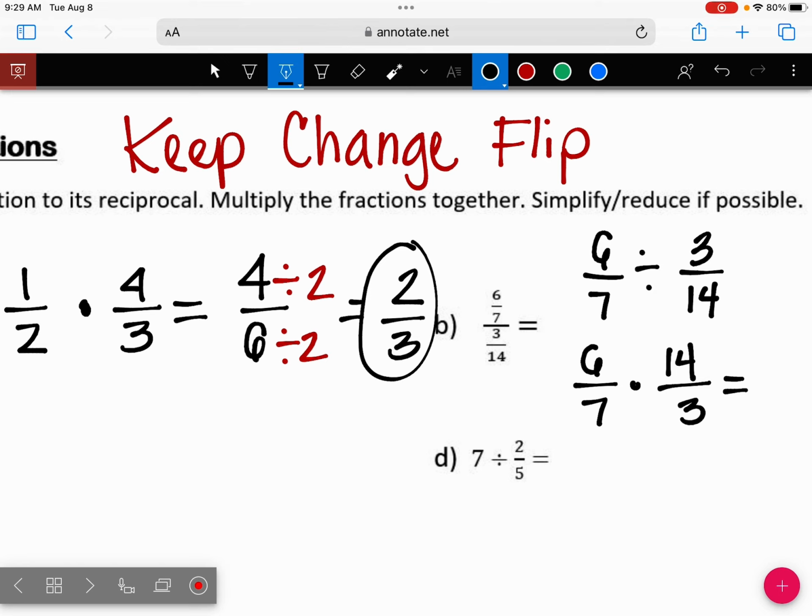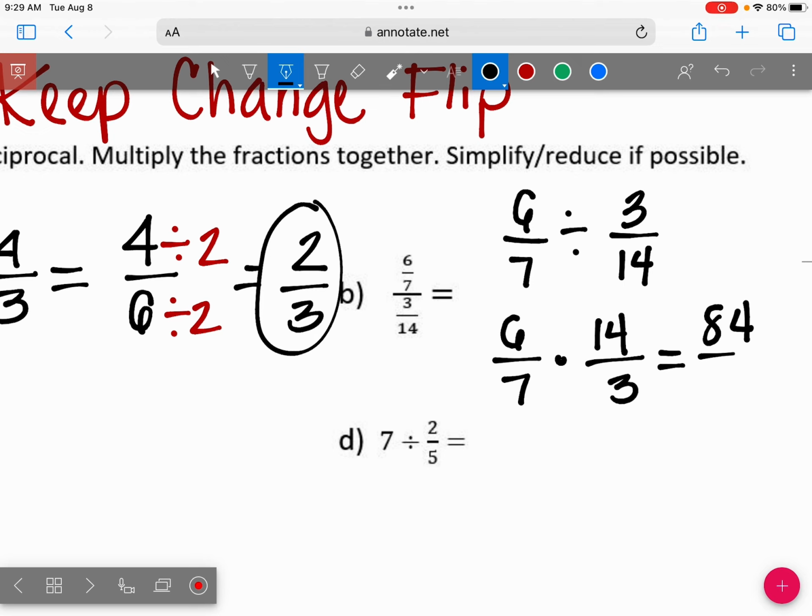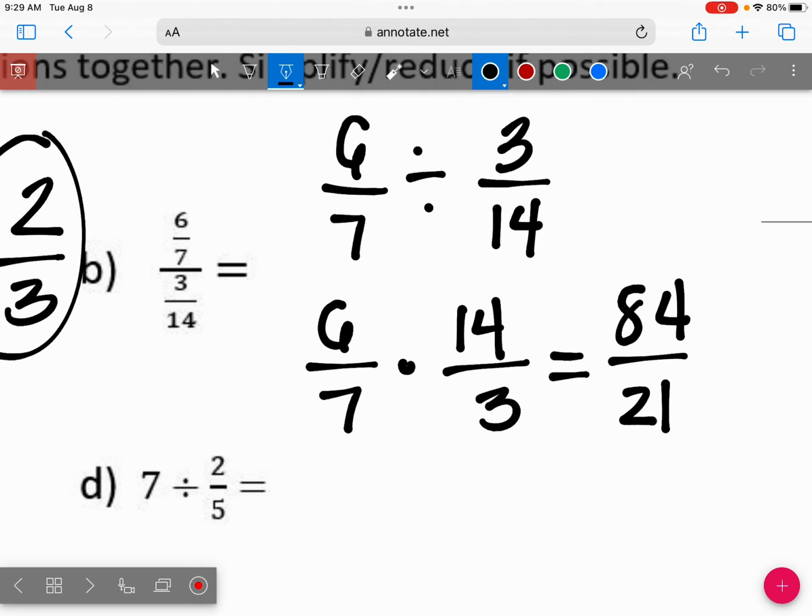Go ahead and multiply straight across. Six times 14 is, is that 72? No, that's not right. 84. So 84 over 21. So your chart only goes up to 20. But if you were to type this in your calculator, 84 divided by 21, you get 4. So your final answer is 4. All right, try to do C by yourself.